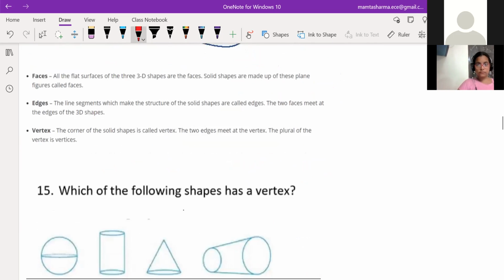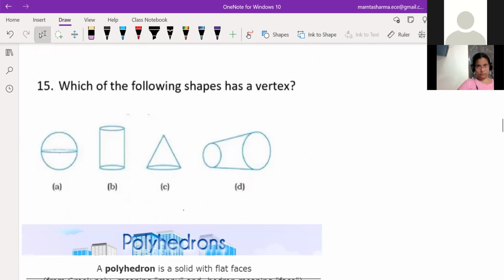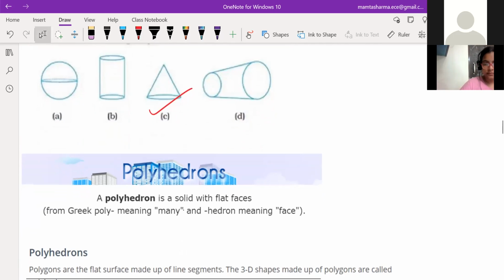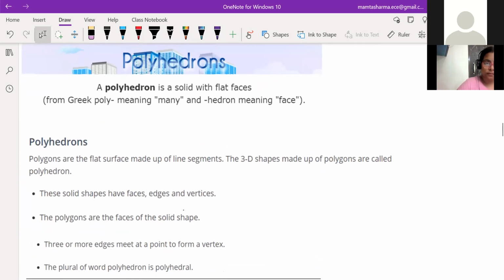Now see, which of the following shapes has a vertex? This is a sphere. A sphere doesn't have any vertex. A sphere has only a face. The cylinder doesn't have any vertex either. That's why I said the option is C, correct. C is correct.